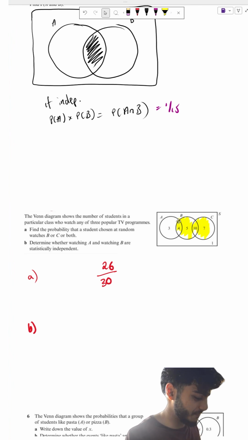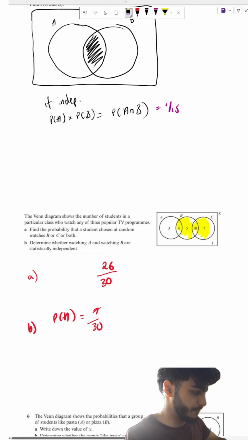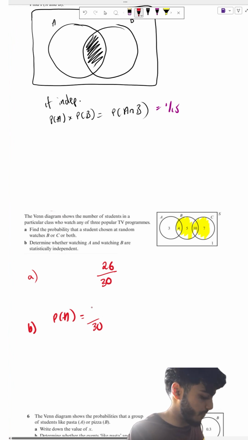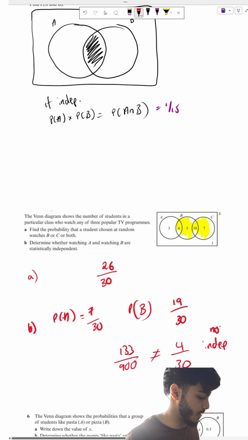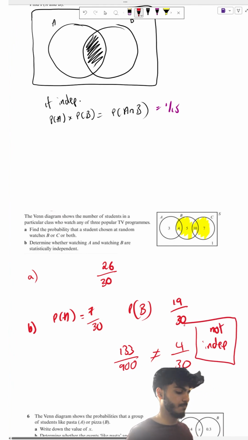Alright, okay, for this, probability of A is equal to 7 over 30. And the probability of B, I did maths, further maths, biology and chemistry. Probability of B should get 19 over 30. Okay, I'm going to multiply them together. I get 133 over 900, which is not equal to 4 over 30. Therefore, they're not independent. Boom. That's it.